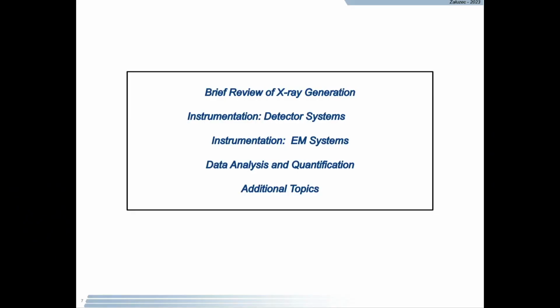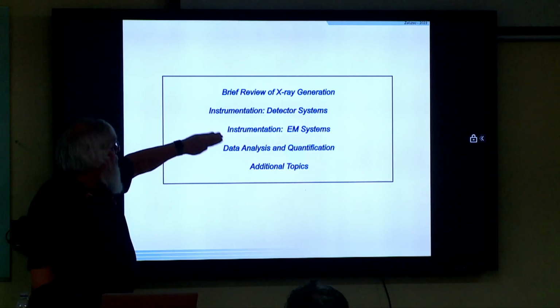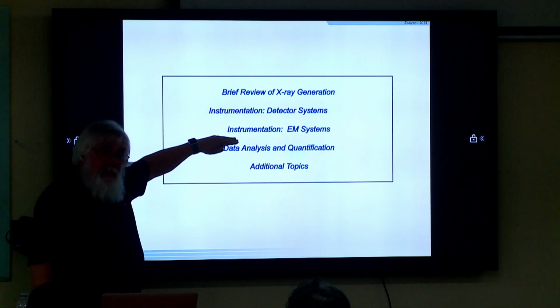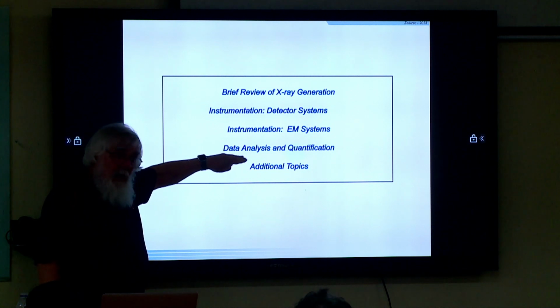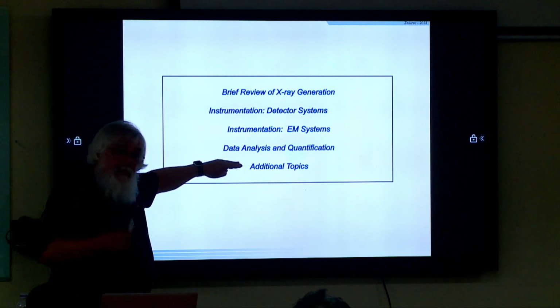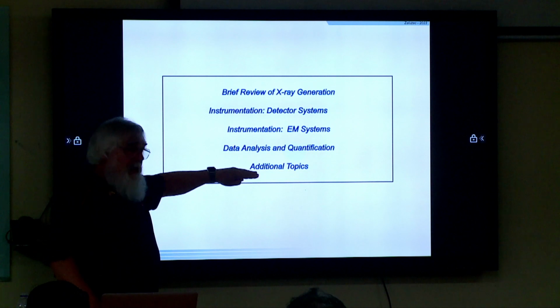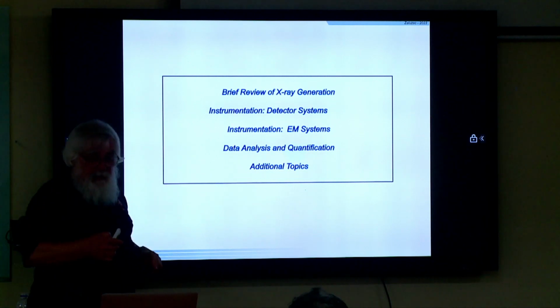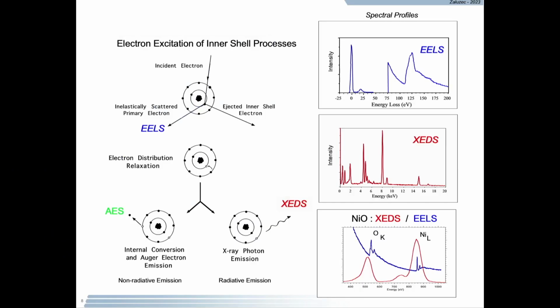So what we're going to talk about a little bit today and finish up tomorrow is we're going to first talk about X-ray generation in the microscope, then about the detectors, a little bit about the instrumentation. Data analysis and quantification is essential to understand this, and then we'll talk about a few other things that add to that. Okay, how do we employ inelastic scattering to get a signal?